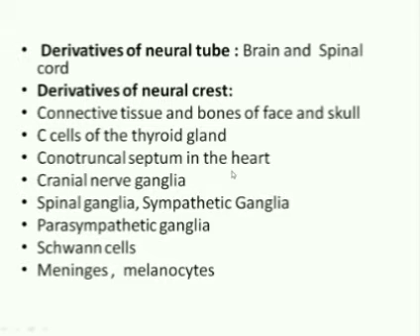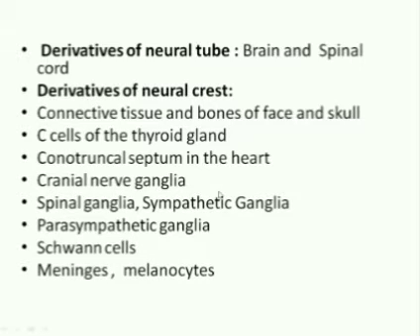Conotruncal septa in the heart. Most of the heart is derived from the mesoderm. Only the conotruncal septa of the heart are derived from the neural crest. So congenital anomalies are frequently seen in the conotruncal septa, and they produce congenital heart disease. Neural crest cells are very important because they are frequently injured by teratogens and produce different congenital anomalies.